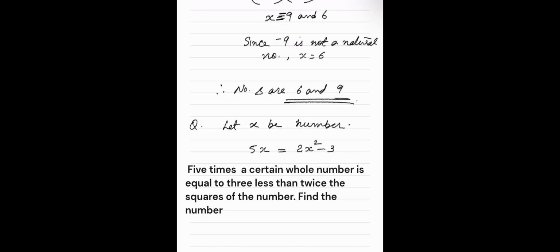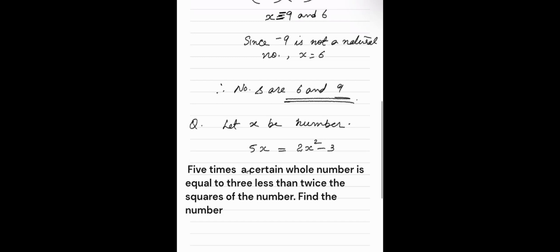Find the number. Once you have made this mathematical statement, it is easy to solve. So bring 5x to the other side: 2x square minus 5x minus 3 equal to 0. Again, you can think of factorizing because AC is 2 into minus 3, which is minus 6, and B is minus 5.